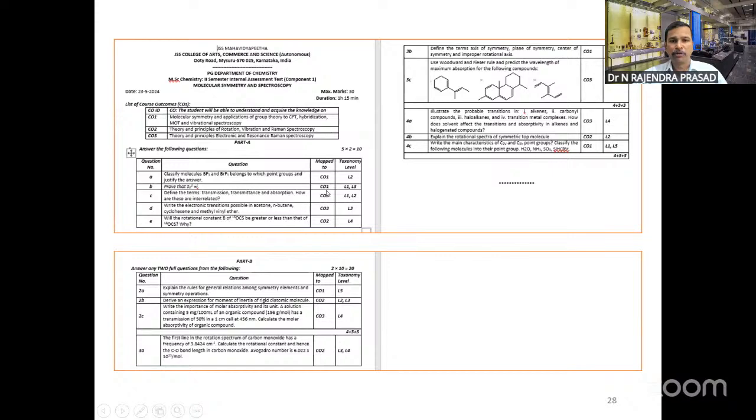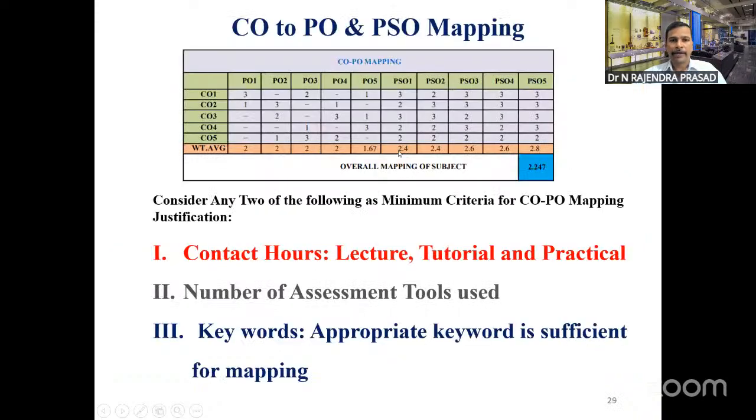Similarly, question number 2, 1B, CO1 related, L1 and L3 level question. So this is the mapping skeleton in order to map the COs with the questions and the taxonomy level with the COs. Then, mapping the COs with POs.